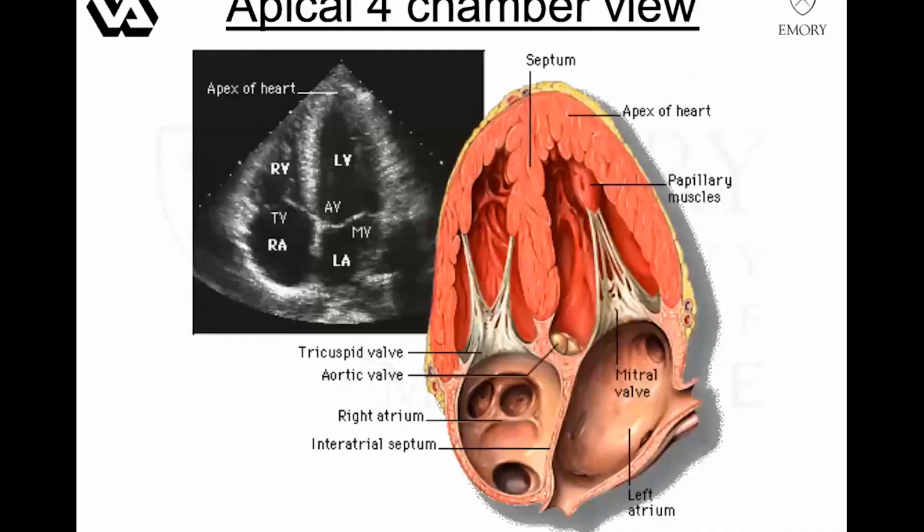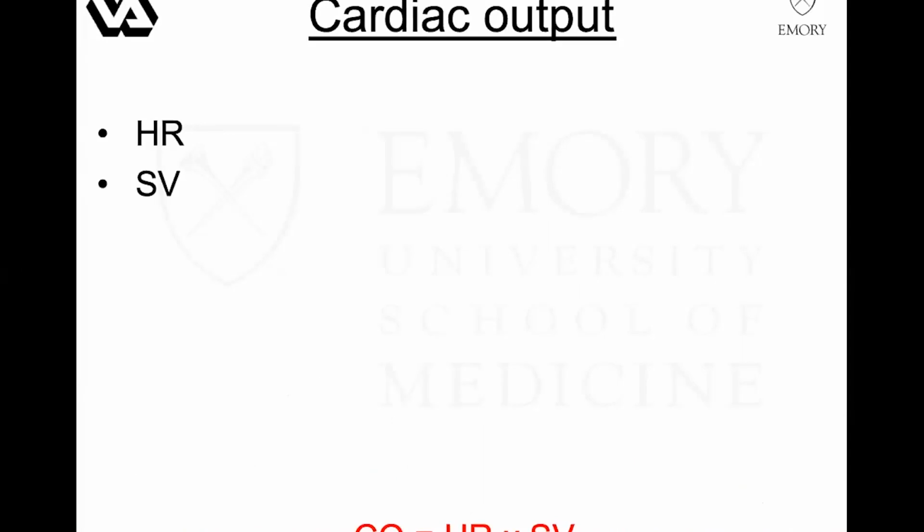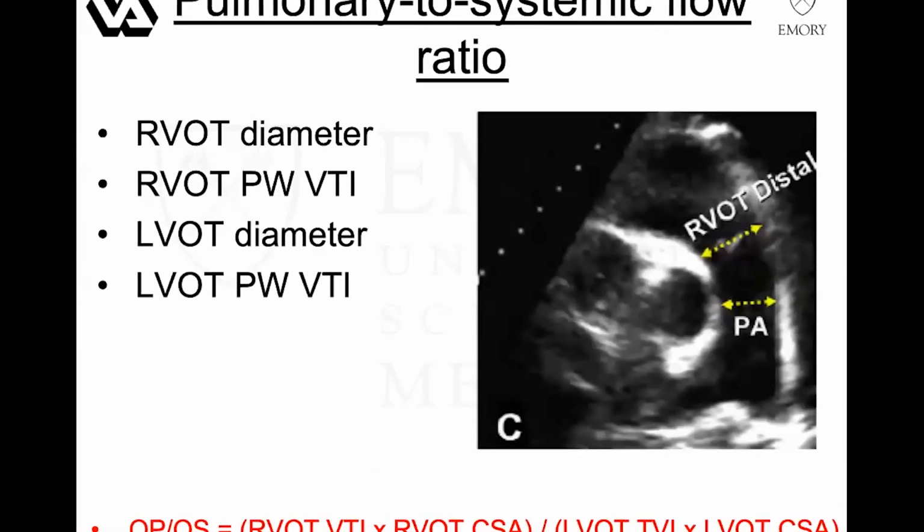Stroke volume is calculated by measuring the LVOT diameter with the LVOT pulse wave VTI, and you do 0.25 pi d squared multiplied by the LVOT VTI. Okay, so that's how you get stroke volume. Cardiac output is then heart rate times that stroke volume. You can calculate pulmonary to systemic ratios by calculating all of these parameters, and you can then get Qp/Qs.